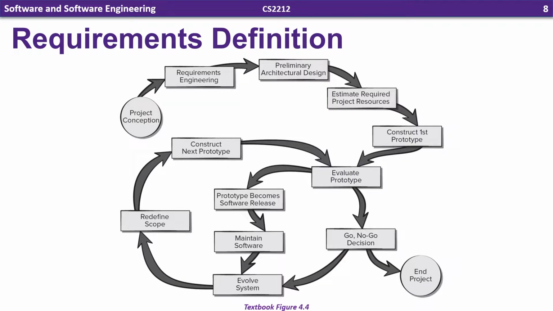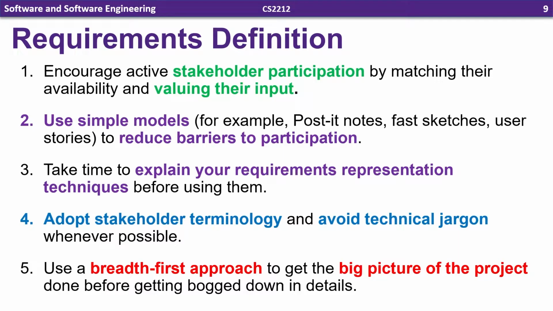So the first stage after the project conception is the requirements engineering or requirements definition activity, highlighted here. So in requirements definition, there's a few key things. Number one, we have to encourage active stakeholder participation by matching their availability and valuing their input. Number two, we use simple models, for example, post-it notes, fast sketches, user stories, to reduce barriers to participation.